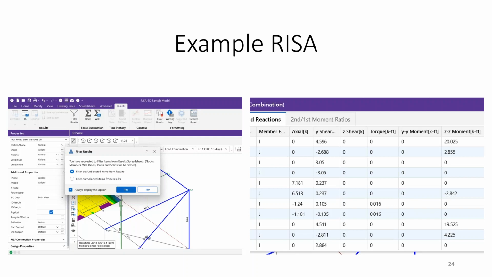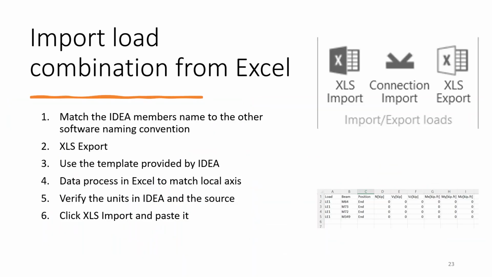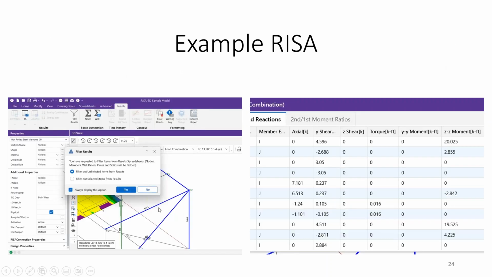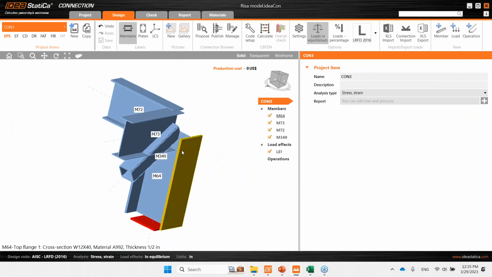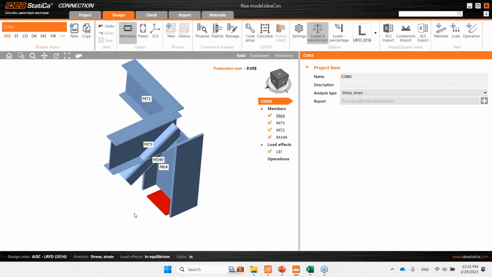So I found this option of importing loads through Excel very useful. The first step, as you can see here, is to match the IDEA member's name to the other software naming conventions. So you can see here the naming, the number of the members over there. Let me just show you my model over here. Okay, so I match the names over there.